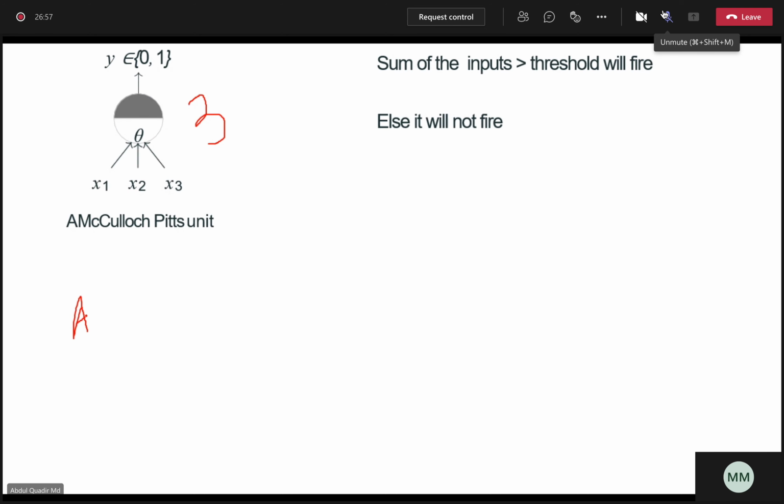but my favorite actor is there, my favorite director is there, but my favorite musician is not there. Will it fire or not? Will I go watch this movie or not? It won't fire. Yes, students, it won't fire. Why? Because it is less than the threshold.